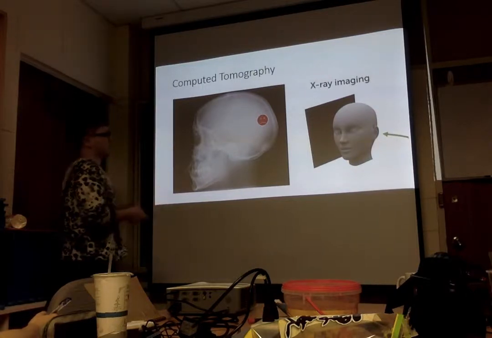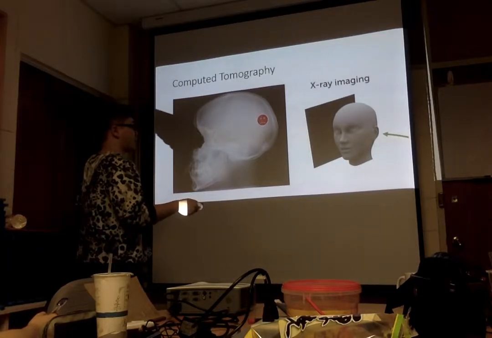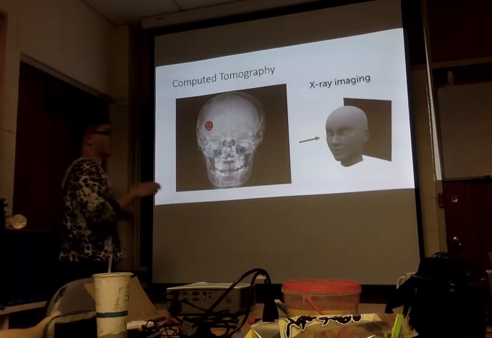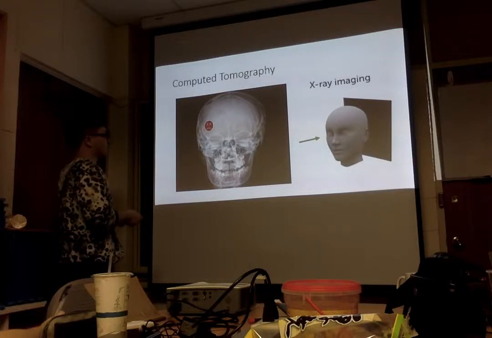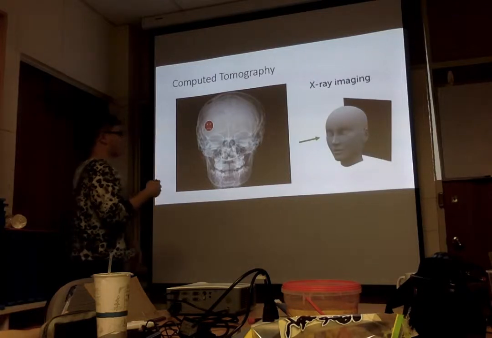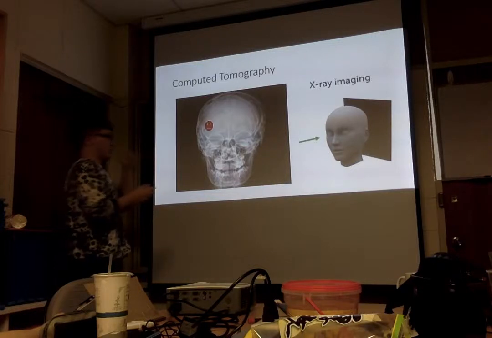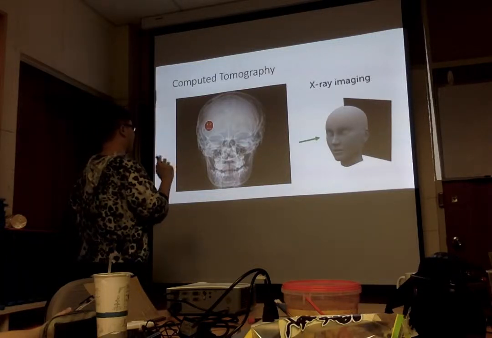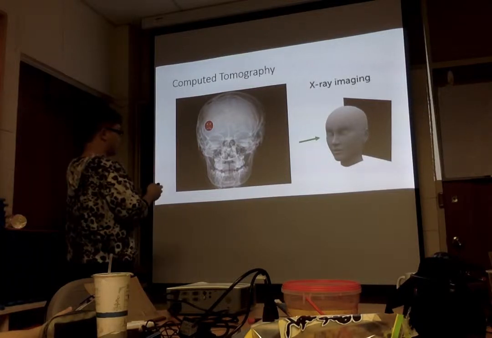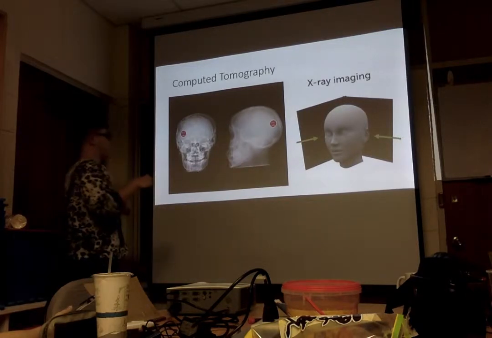So maybe we can change the angle of the emitter. From the front of her head, we can see the tumor is on her right. But with this image, we can't know whether it is in front or on the back. So we can combine these pictures together, and we can know where exactly the tumor is.